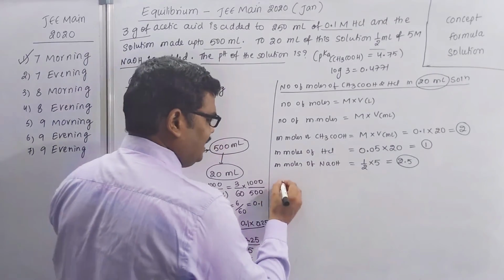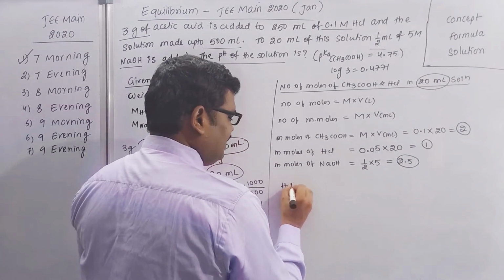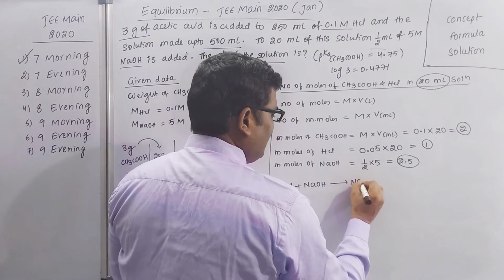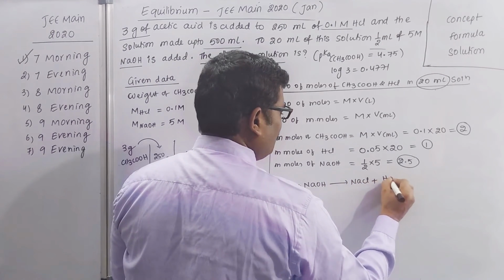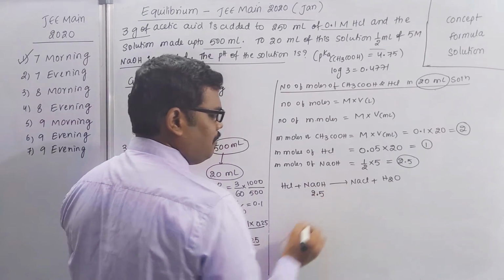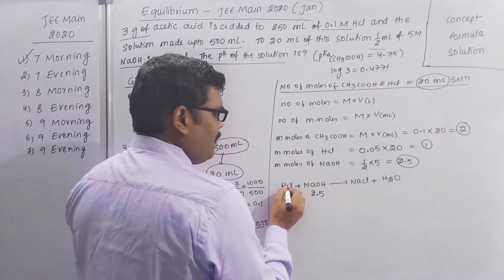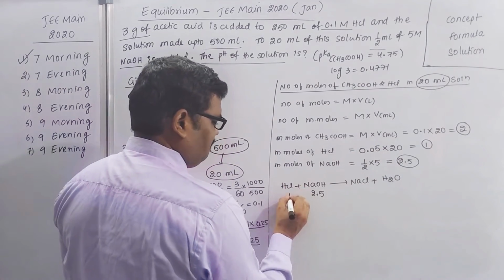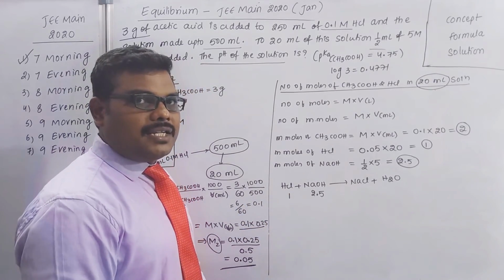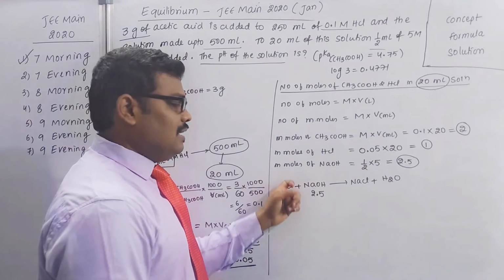So the first reaction taking place in this 20 ml solution is HCl first reacts with NaOH and gives NaCl plus H2O. Here millimoles of NaOH is 2.5. Remember, I am taking only millimoles. Now millimoles of HCl is 1. What is the limiting reagent? What is the meaning of limiting reagent? The reactant which is consumed first. Here HCl is consumed first.